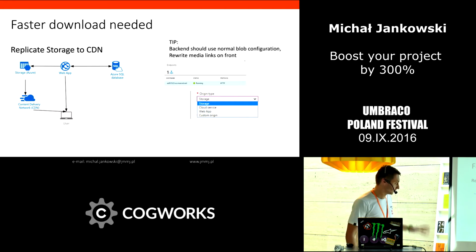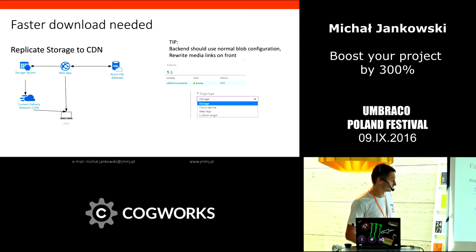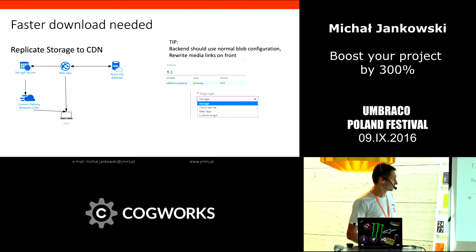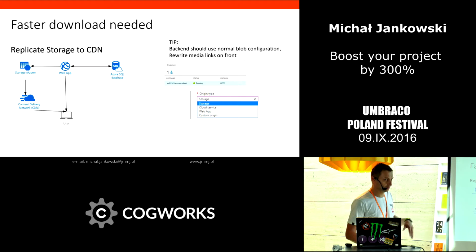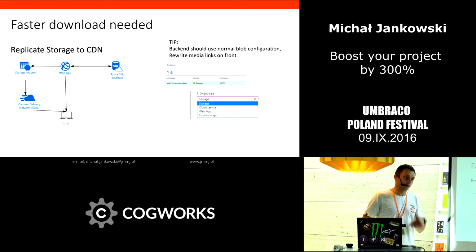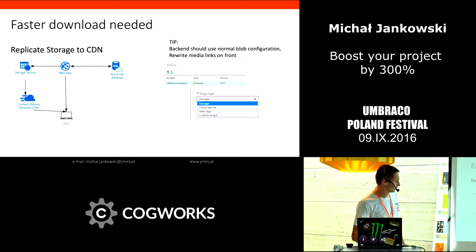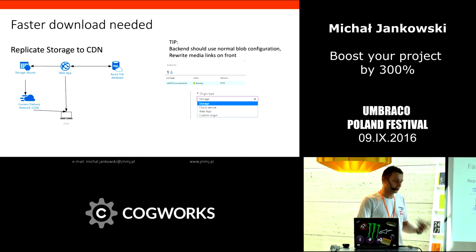We don't need to code anything except this little feature. We still put blobs here. This will replicate automatically after we click it. And we only need to add a writer to Umbraco to rewrite all the media links, so users start to download it from the content network. How does it work? We just add the content network profile, choose storage like here, and choose the storage account. It will replicate here, and voila, we're winning.